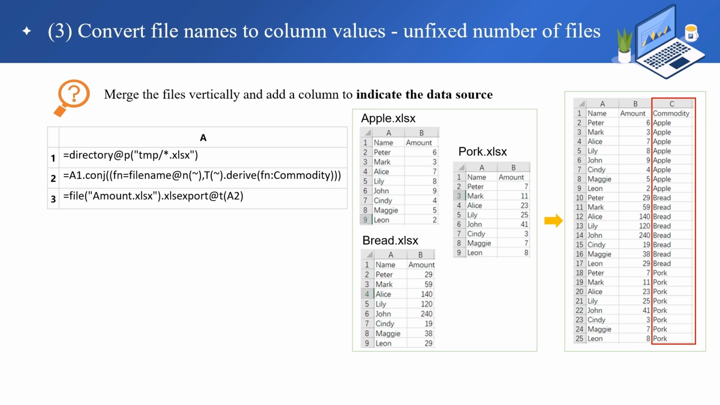File name at N means getting the names of Excel files in A1, such as apple, bread. The derive function means adding a derived variable, commodity, to each table opened by the T function, with the value of the derived variable being the name of each Excel file. The conjunction function represents merge, which means merging the tables after adding the derived variable commodity to each table. That is to say, while merging, a column is added to each file, and the column value is the name of each file.